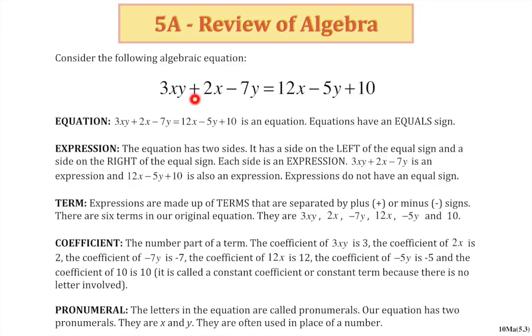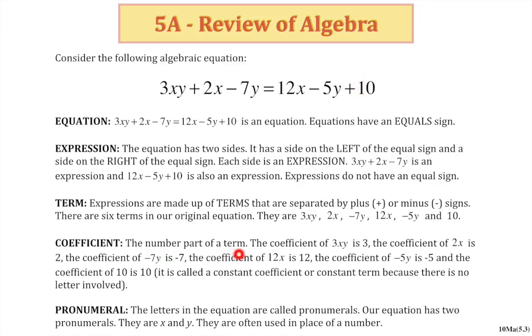You don't have to have two pluses, you don't have to have a plus, you don't have to have a minus, you can have both minuses, both pluses, you can just have two terms, it doesn't matter. But between the pluses and the minuses we have terms. Now where we see that minus is actually linked to the 7y, so it's negative 7y as a term. That plus is linked to the 2x, so it's plus 2x as a term. If you can't see anything in front of the first term, it's positive, so positive 3xy as a term. Positive 12x is a term, negative 5y is a term, and positive 10 is a term.